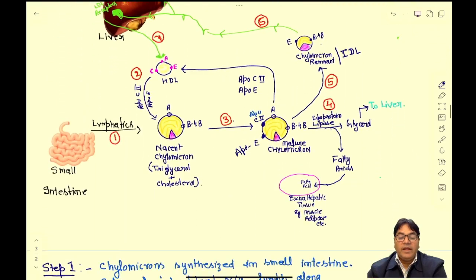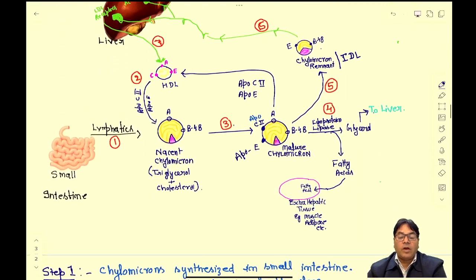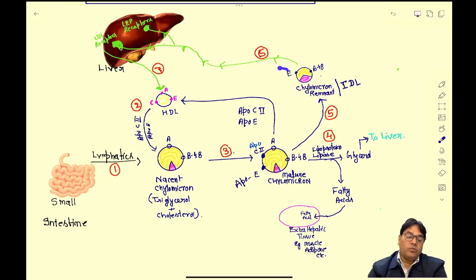So this IDL, which are chylomicron remnants, goes very close to the liver and then they fuse with the receptors present in the liver and enter the liver. Inside the liver, the further metabolism of these triglycerides and cholesterol takes place, which are later on given to the HDL also.